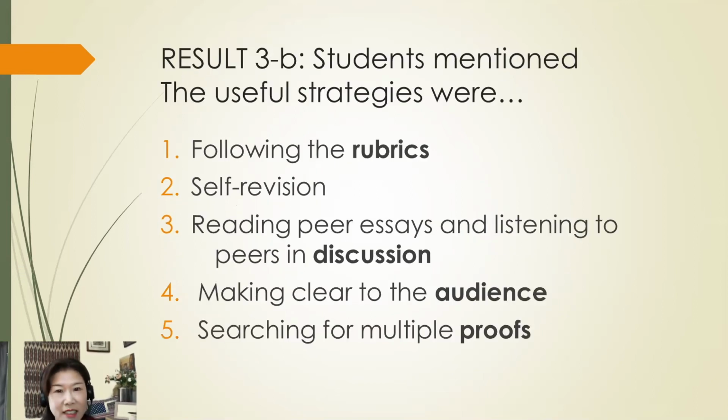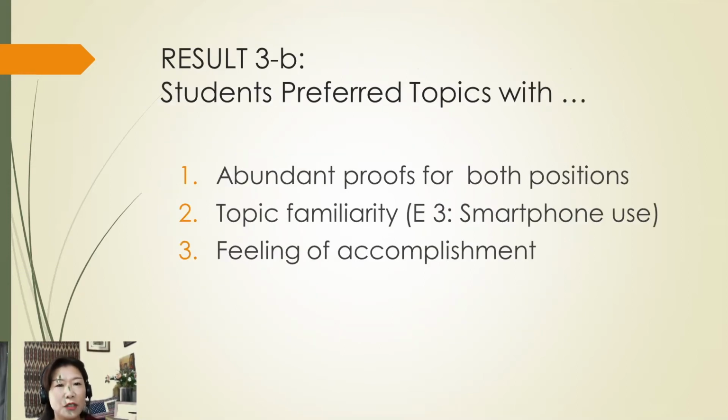Again, students mentioned the useful strategies were 1. Following the rubrics, 2. Self-revision, 3. Reading and listening to peers in discussion, 4. Making clear to the audience, and 5. Searching for multiple proofs. Then students preferred topics with the feature of abundant proofs for both positions, and then topic familiarity, as children's smartphone use indicates, and then a feeling of accomplishment.